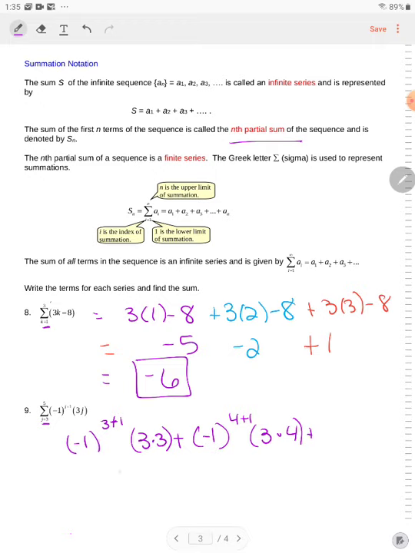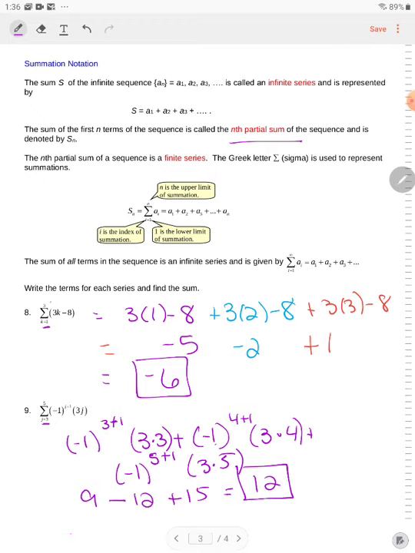Then plus negative 1 to the 5 plus 1, times 3 times 5. So negative 1 to the 4 is, that's even, so you get 9. Negative 1 to the 4 plus 1 is 5, so that's going to be odd, so that's a negative 12. Plus 5 plus 1 is 6, negative 1 to the 6 is a positive 15. So you have 15 minus 12 is 3, plus 9 is 12.